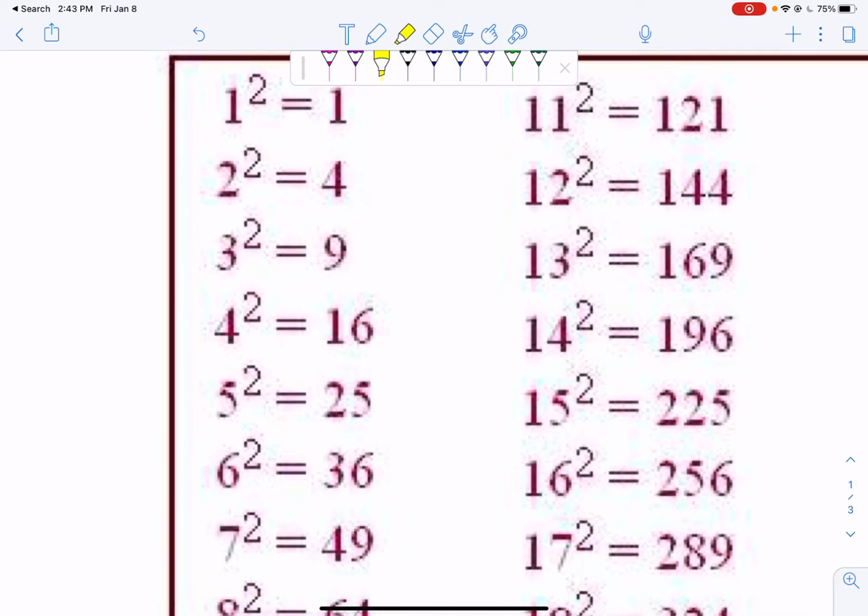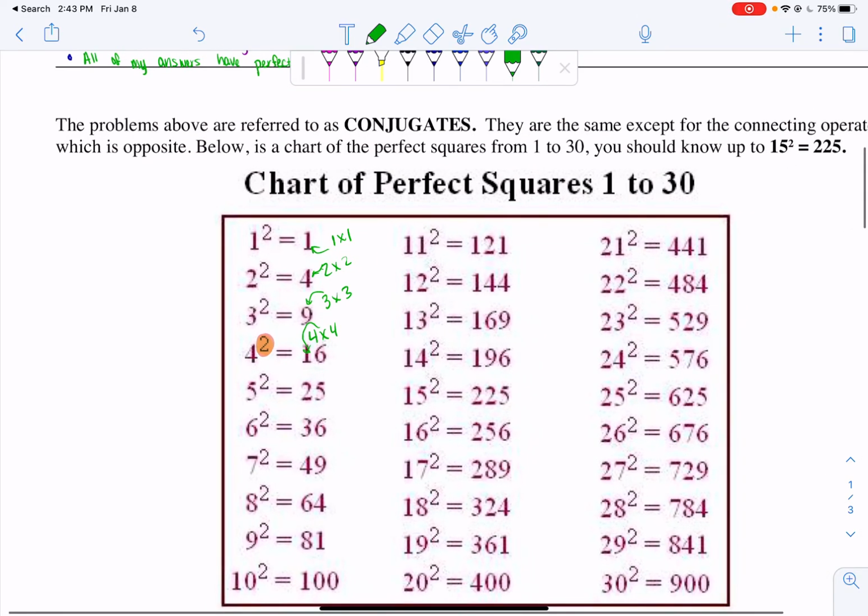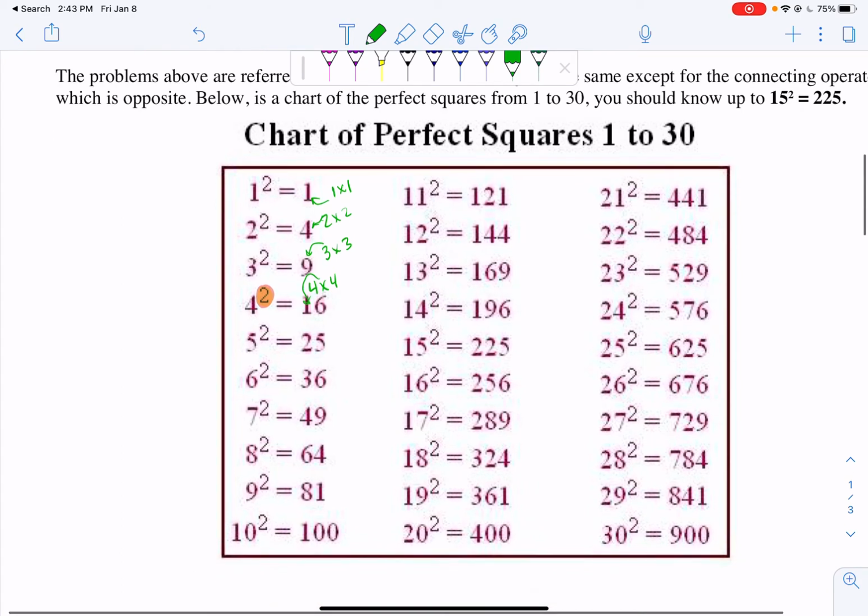The reason why I'm saying 4 times 4 is because this 2 means that I have 2 4s and I'm multiplying them. So I have 4 times 4, 3 times 3, 2 times 2, 1 times 1. And that's what's giving me this number right here as my perfect square. So 5 times 5 is 25, 6 times 6 is 36, 7 times 7 is 49, 8 times 8 is 64, 9 times 9 is 81, 10 times 10 is 100, and so forth.